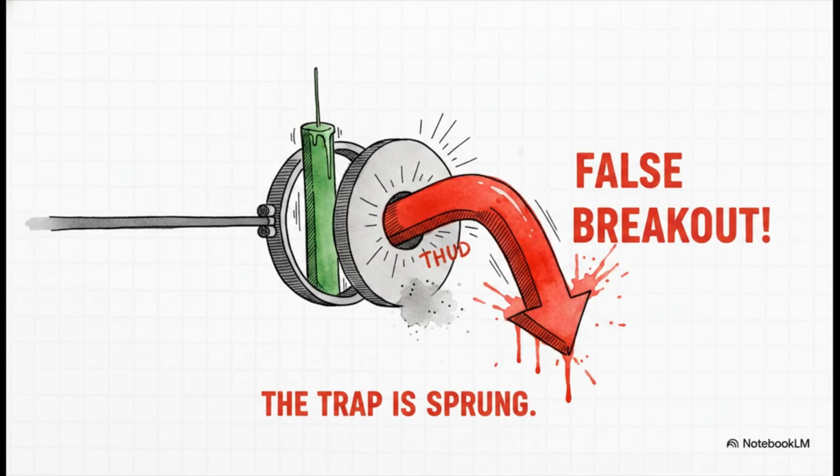Because, and this is important, sometimes you can do everything right. You follow the checklist perfectly, and the market will do the exact opposite of what you expect. We call this a false breakout or a fake out, and it is the single biggest risk you face when you trade with patterns. Being prepared for it is a huge part of the strategy.